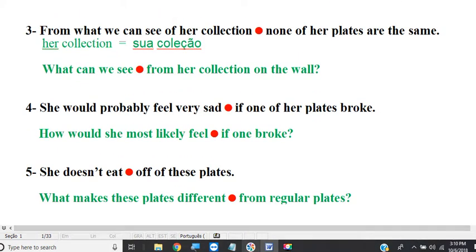Line 3. From what we can see of her collection, none of her plates are the same. Question. What can we see from her collection on the wall? Well, from what we can see of her collection, none of her plates are the same.